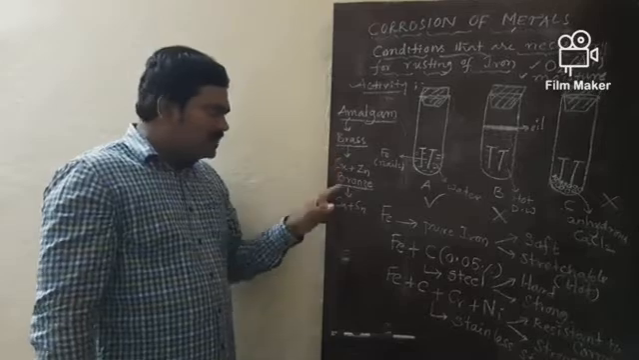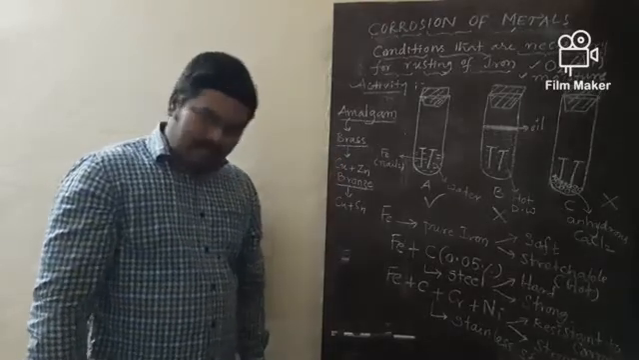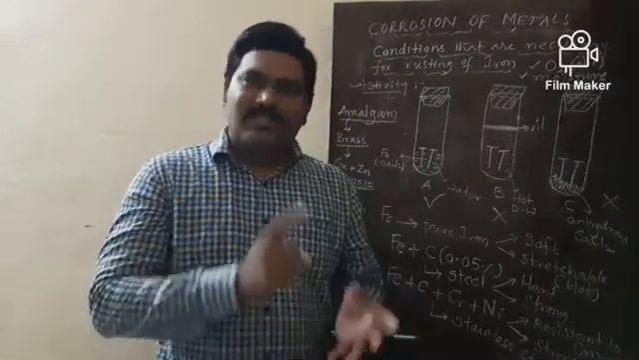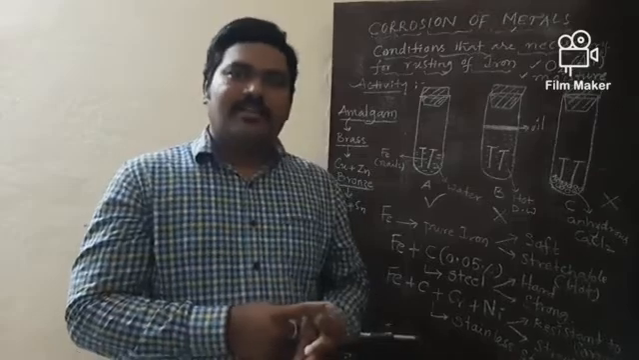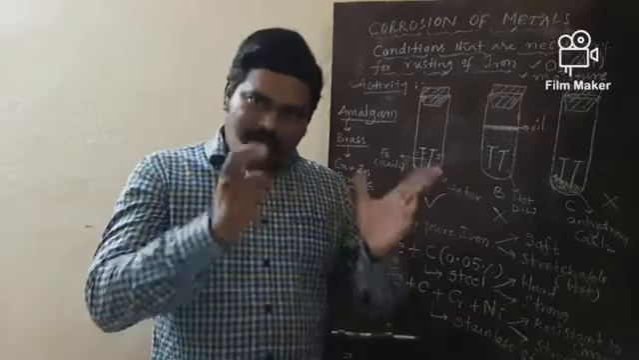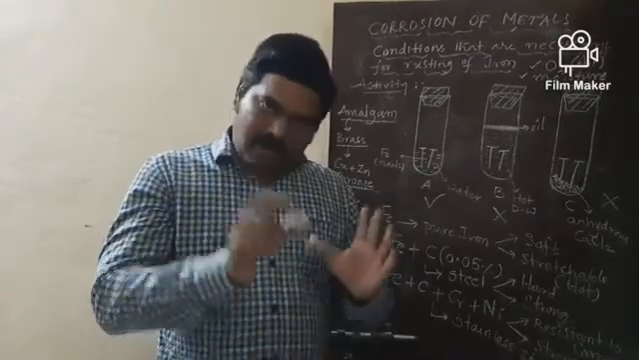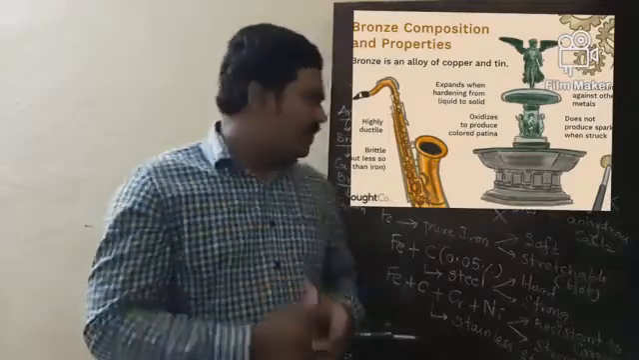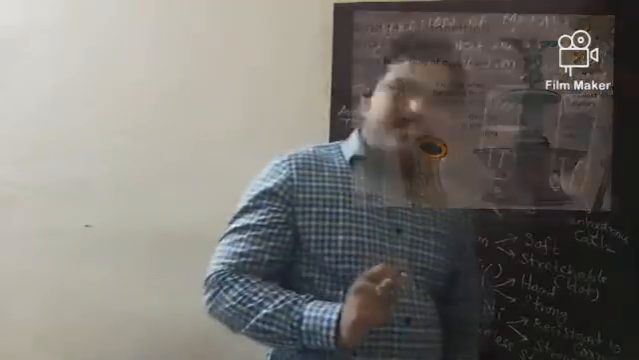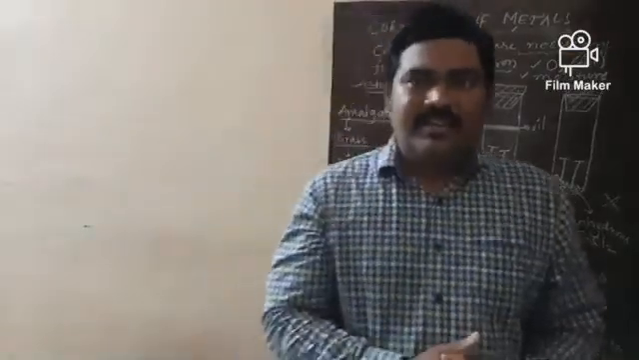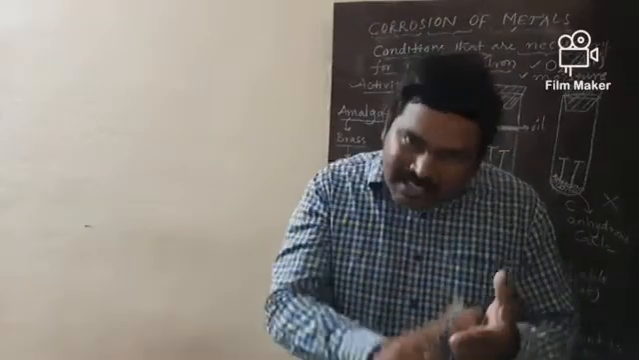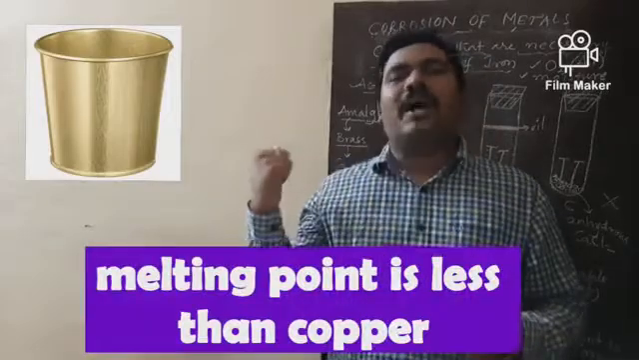So what are the main uses of brass and bronze? These two alloys find many applications in our day-to-day life: statues, medals, and strings of sitar and guitar. Some decoration articles are all made up of these. Coins are made up of brass and bronze alloys. But the electrical conductivity of brass and bronze is less than pure copper, and their melting points are less than pure copper.